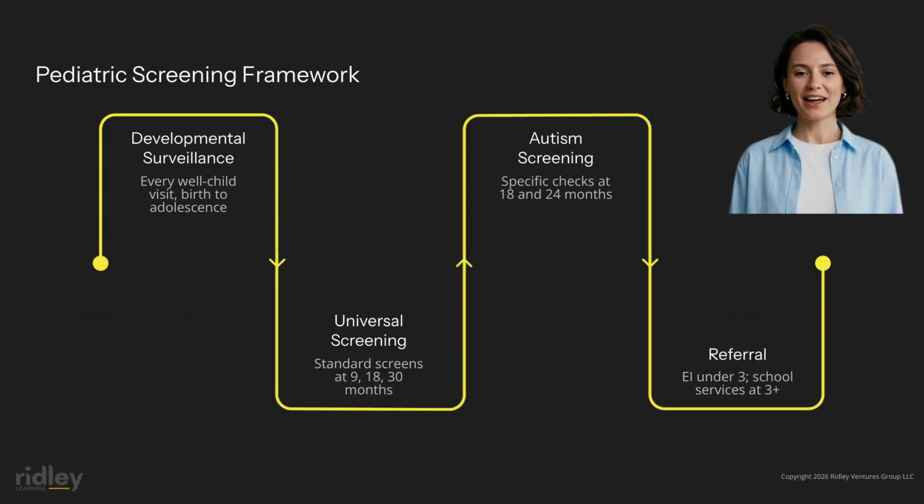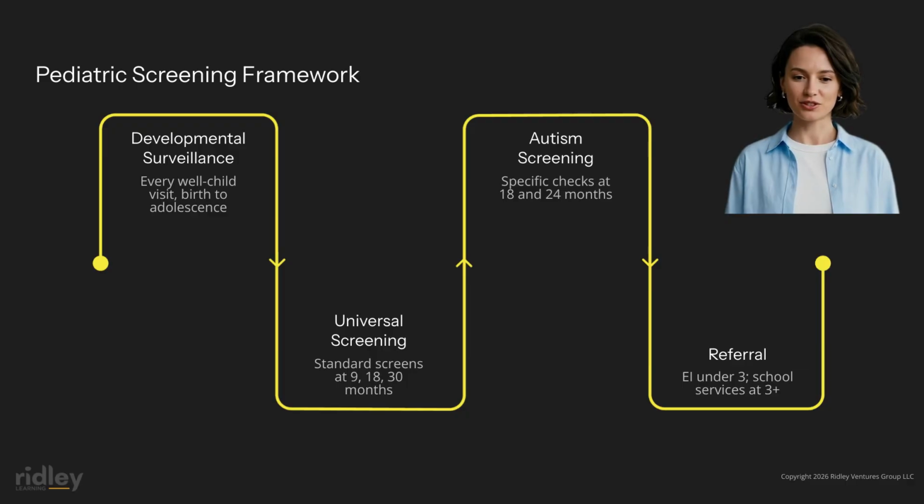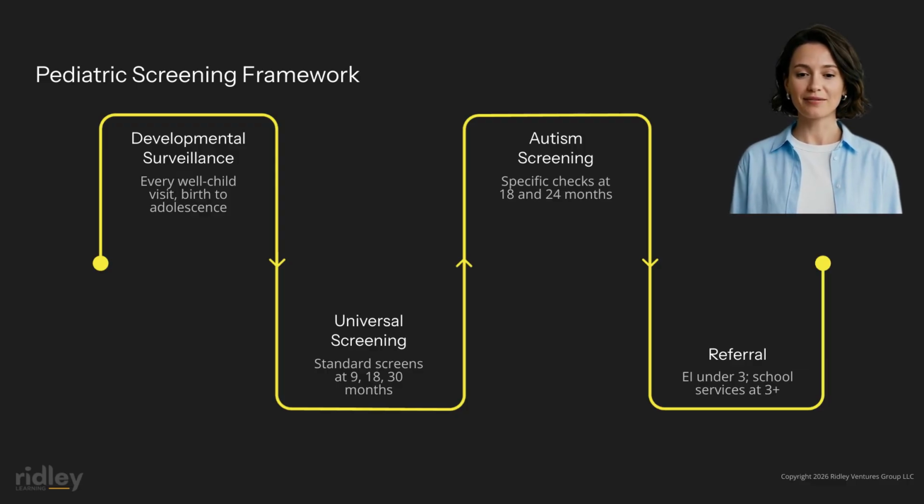Let's begin with pediatric screening and the framework recommended by the American Academy of Pediatrics, or AAP. Current United States pediatric primary care practice is built on a 2-layered model of developmental surveillance and structured screening. This was reaffirmed in the AAP's 2020 clinical report on identification, evaluation, and management of children with autism spectrum disorder, and in subsequent primary care syntheses. Developmental surveillance is continuous and embedded in every well child visit from birth through adolescence.